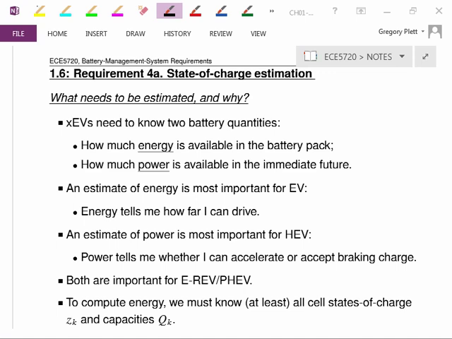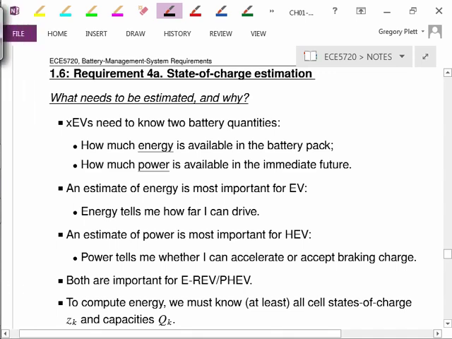Now, sometimes the vehicle controller will want to know things that it doesn't really need to know, and you supply them anyway. But fundamentally, what is most important? The vehicle needs to know how much energy is in the battery pack, and the vehicle needs to know how much power is available. If you haven't spent time making those clear in your mind yet, this is really critical in this context.